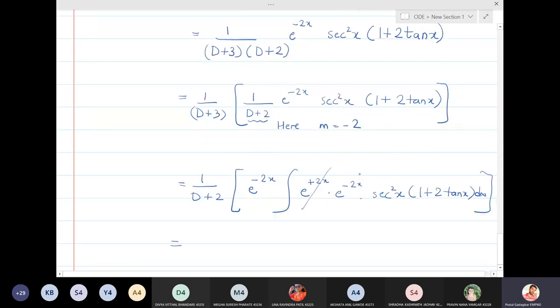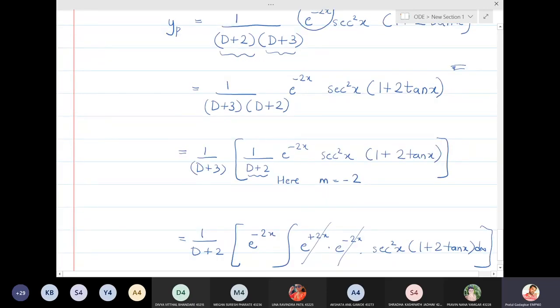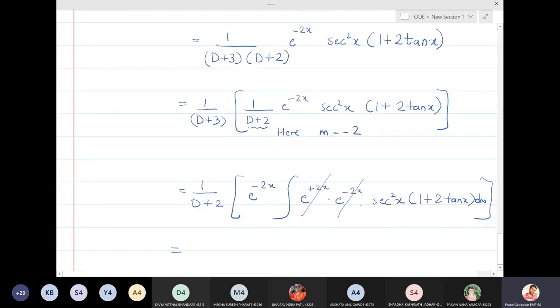So this is the reason to cancel this e raised to minus 2x and e raised to 2x. I shifted these factors in this particular way. I hope now you understand. Now after making a practice of such type of sums, you will understand which factor to take first and which factor to take the next one.